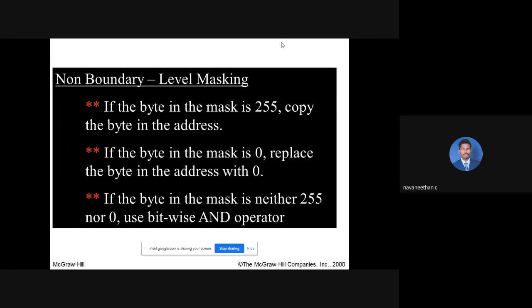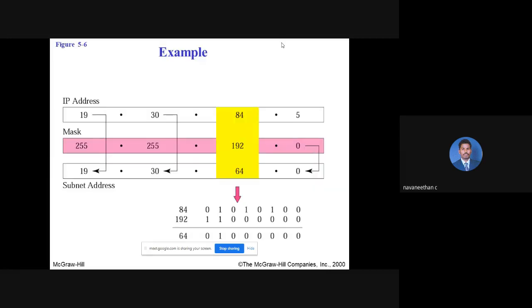I'm just repeating this once again. If the byte in the mask is 255, just copy the byte as it is. If the byte in the mask is 0, just replace it by 0. Apart from 0 and 255, if you find some other value, from 1 to 254, whatever the value may be, you have to perform bitwise AND operations. Clear? Fine. Just look at the simple example, students.